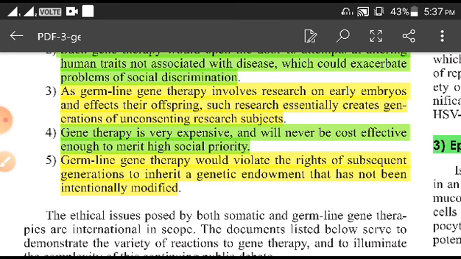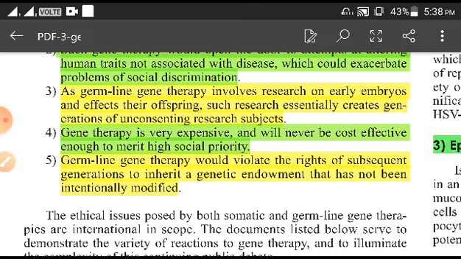So this will always be the therapy of the rich people, and a lot of high cost is involved. So it is never going to be the treatment modality for the common people. So these are the disadvantages of gene therapy.